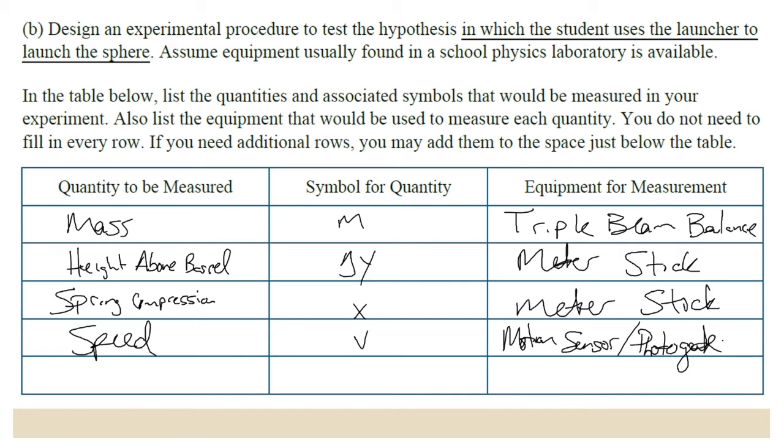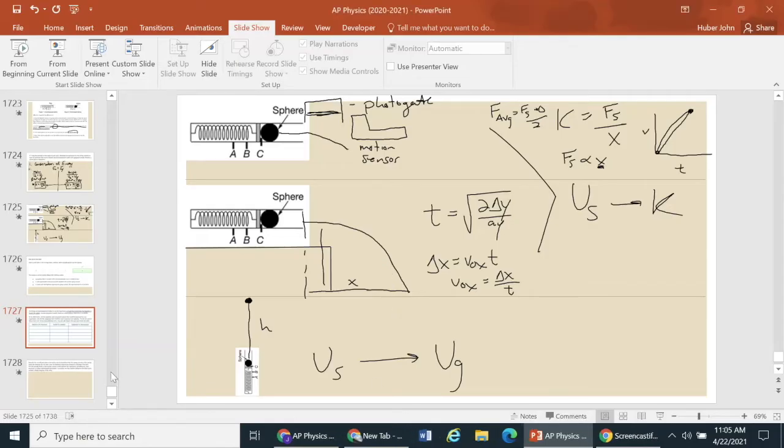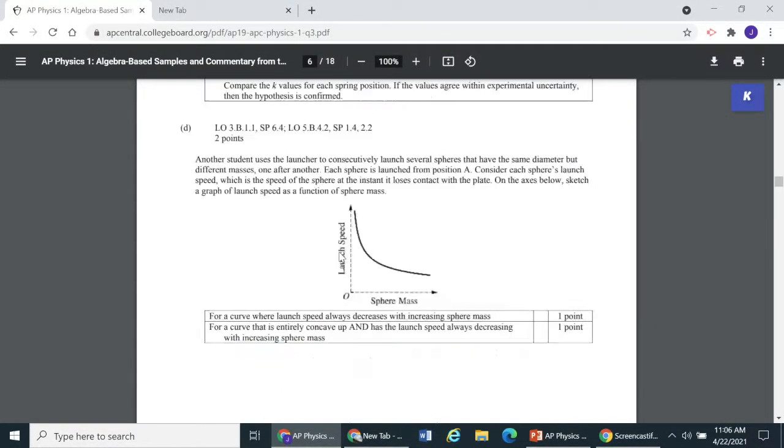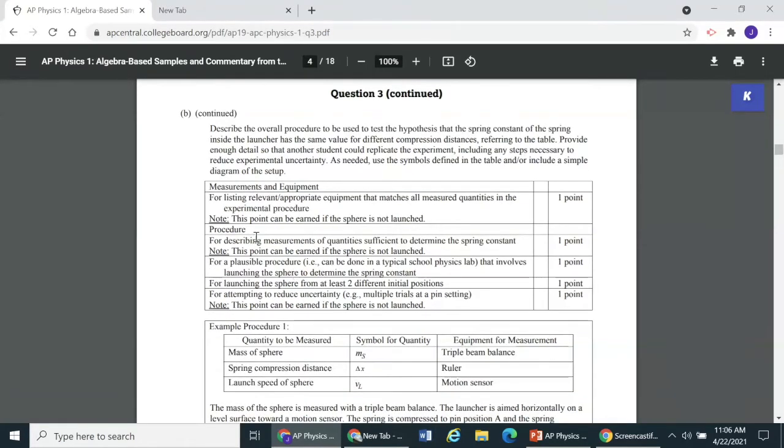Now, there are a lot of methods for this experiment that they end up describing in the scoring guide. So let's go look at some sample charts that they gave here. Now, there are a couple of things we can say about this. This document has all the scoring guides too. And so the measurement section here gives you a point for listing appropriate equipment that matches all measured quantities in the experimental procedure. Now, notice it says here, this point can be earned if the sphere is not launched. Since they underlined something about the sphere being launched twice, you should have realized that you had to say this.